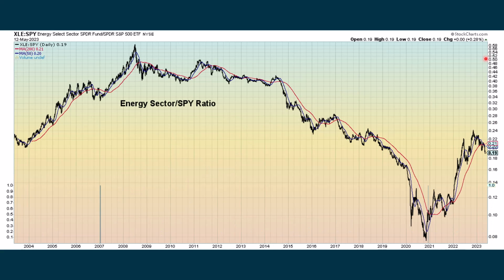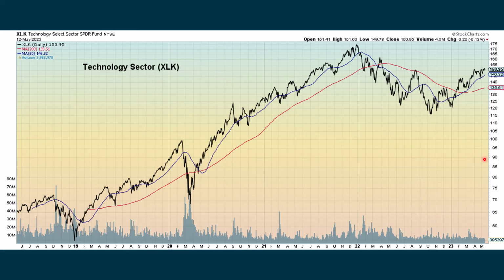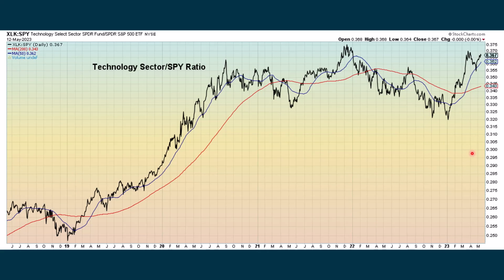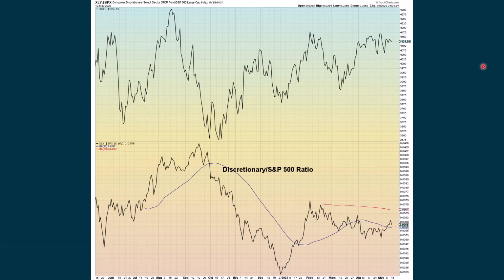We look at energy against the S&P 500, where it really outperformed in 2021 and into 2022, but now we've seen a death cross with this ratio and an overall decline. The tech sector continues to be in an uptrend. Semiconductors, even though they're chopping sideways, are still in an uptrend. The tech sector to the S&P shows that tech has really been outperforming the S&P 500.